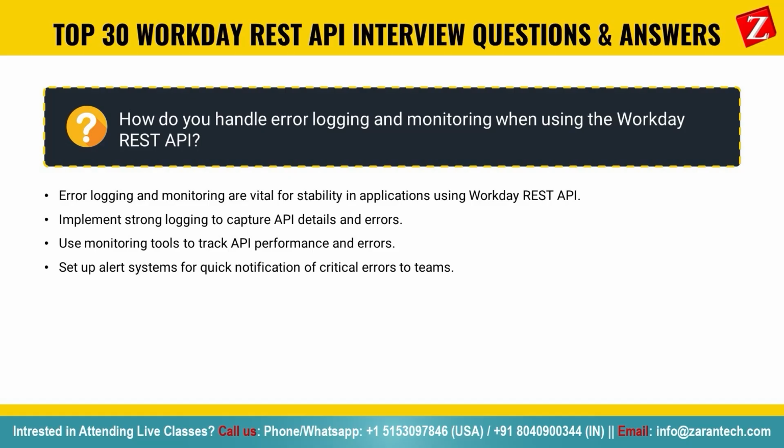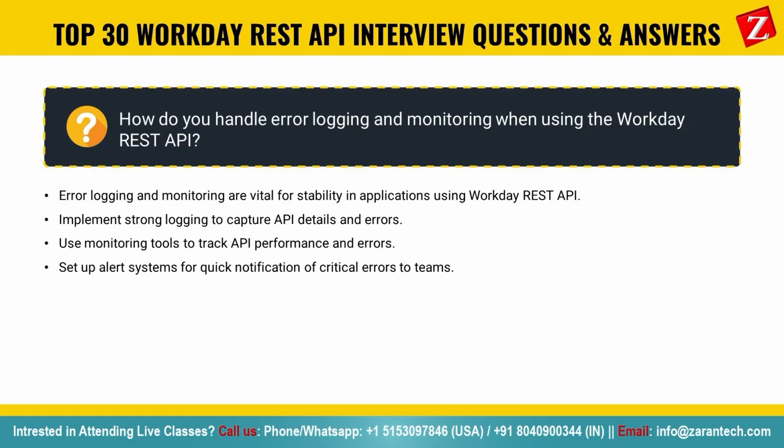First and foremost, implementing robust logging is key. This means capturing every detail of API interactions and any errors encountered along the way. For instance, let's say we have an application that pulls employee data from Workday using the REST API. If there's a hiccup in the process, detailed logging will record what went wrong, where, and why.